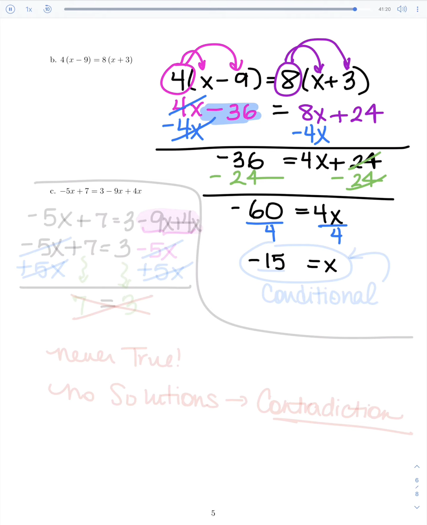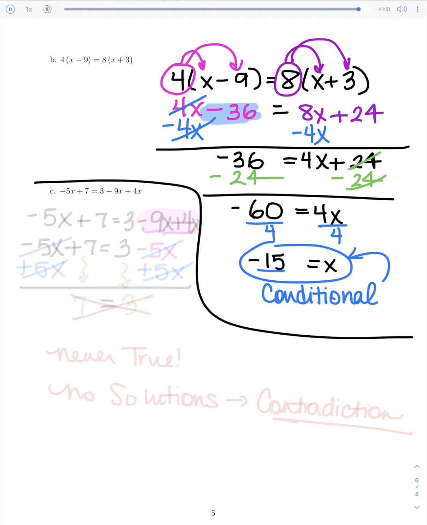So the question is, what kind of answer is this? Well, what this means is that this equation is only true if x equals negative 15. Well, that means it's only true for some values. It's only true for this one, negative 15. And that was our other kind of equation that was called conditional. It's only true on the condition that x equals negative 15.